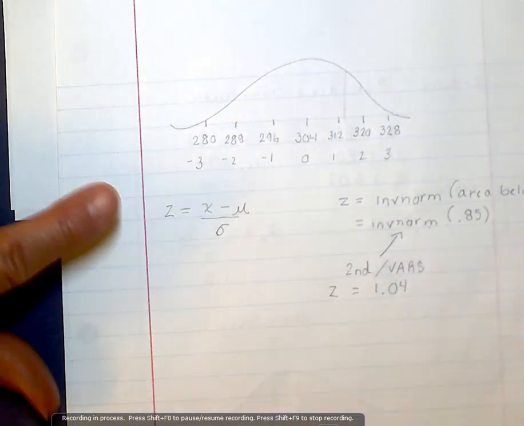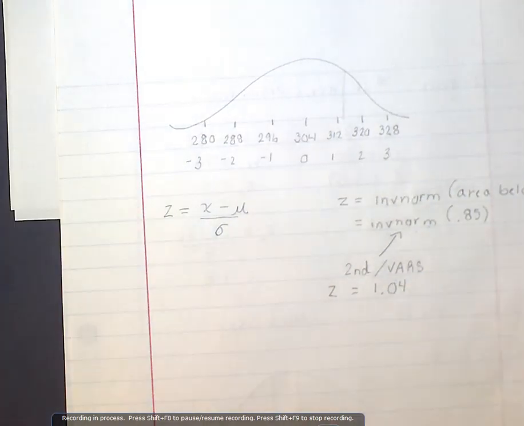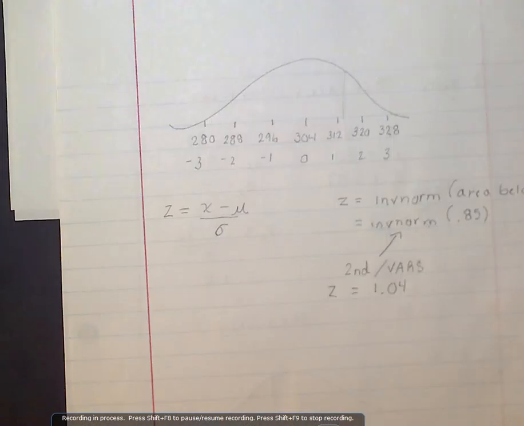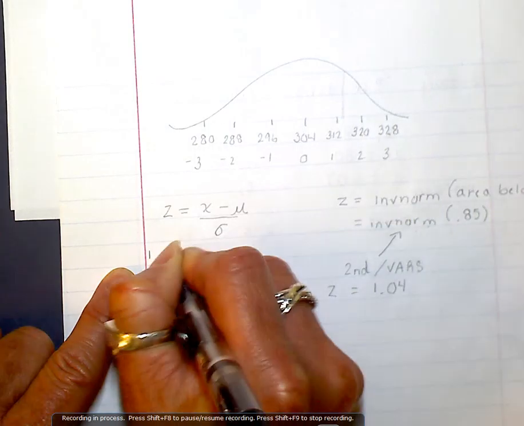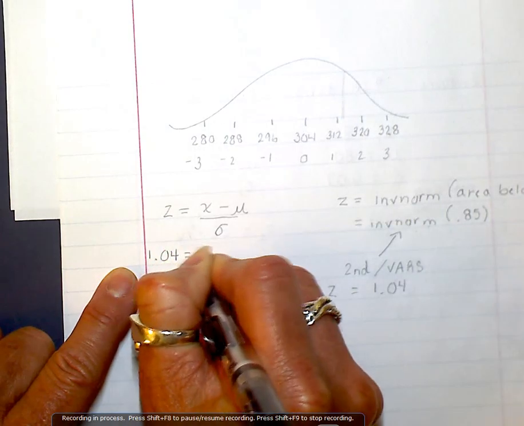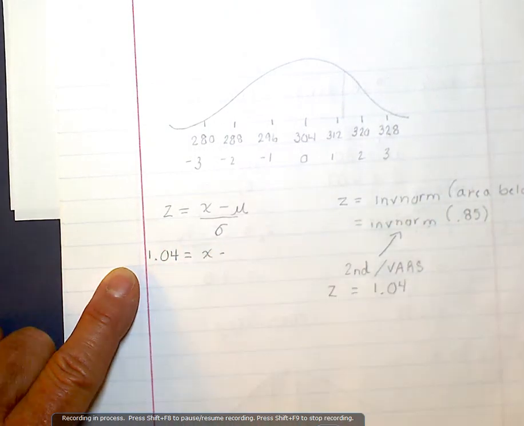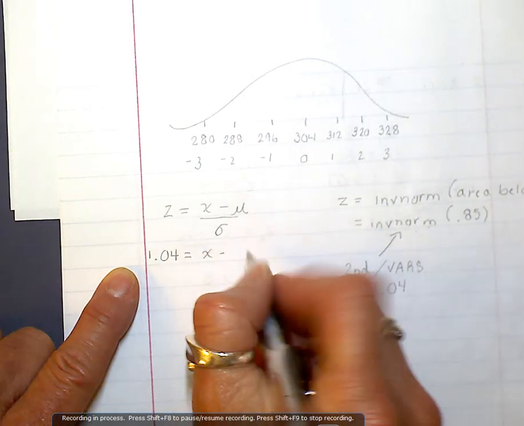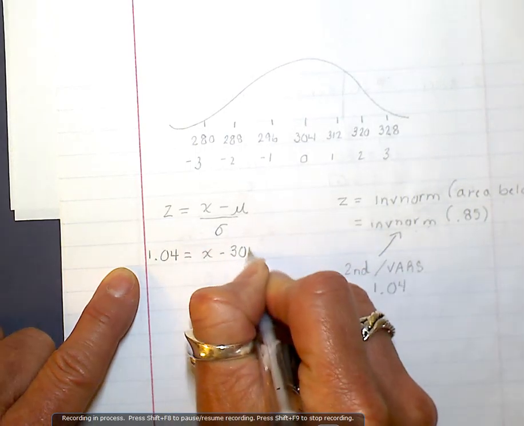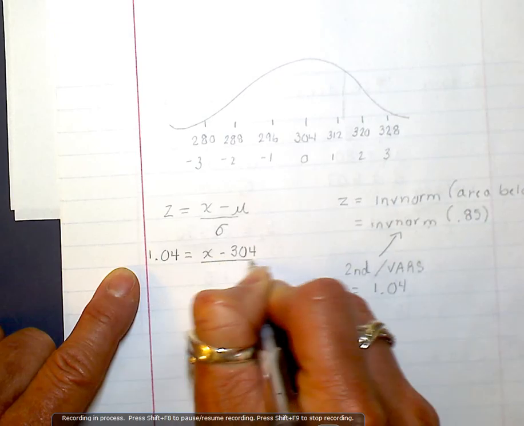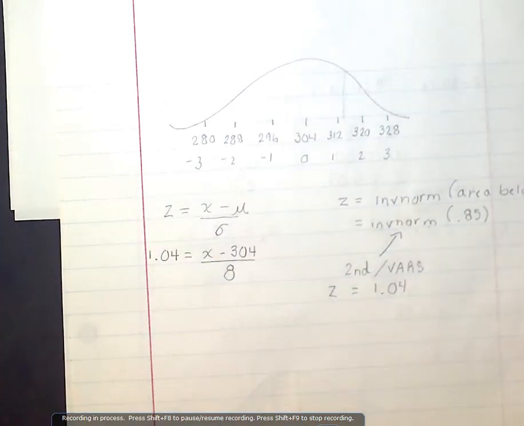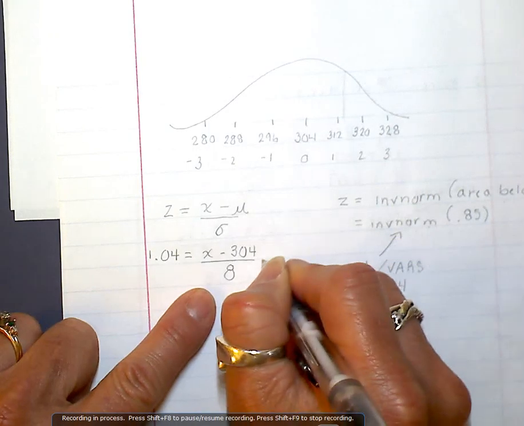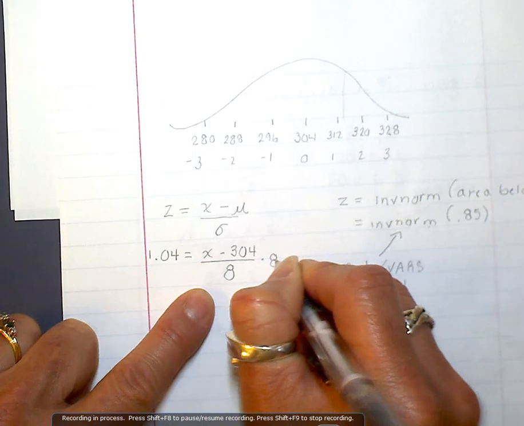Just like we used table A backwards, now we're going to use our z formula backwards. I'm going to put that in for my z-score, and I'm going to find x. I know the mean is 304. I know the standard deviation is 8. I got to use a little algebra, so I'm going to solve for x by multiplying both sides by 8.